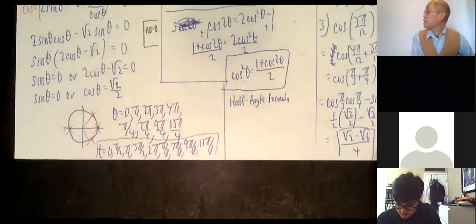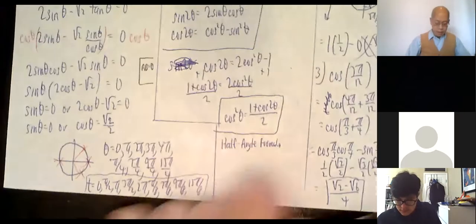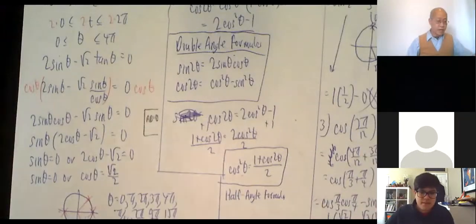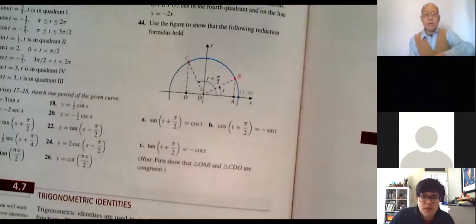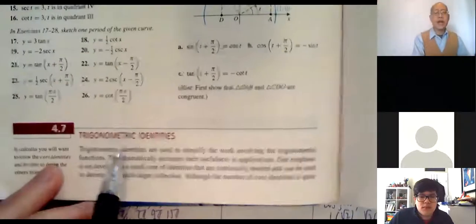All right, folks, I'm pretty much done. We still have 17 or so minutes. Let me just tell you where we're headed. I'm not going to do any at 4.7, but we're doing trig identities.